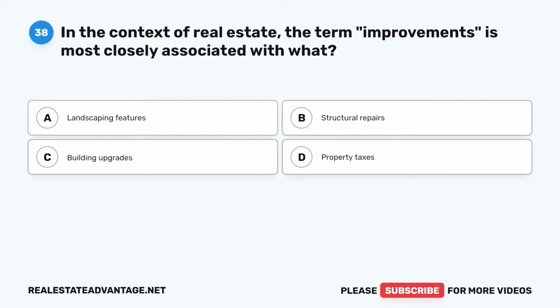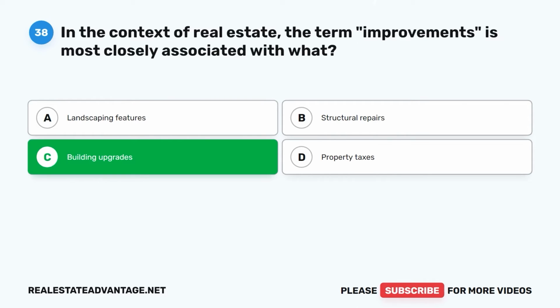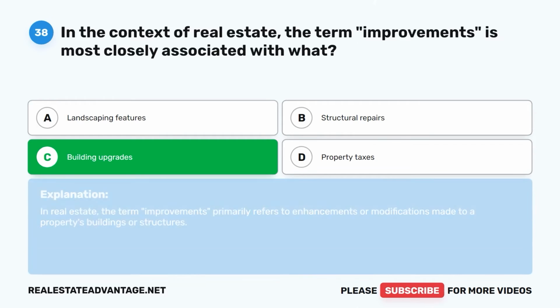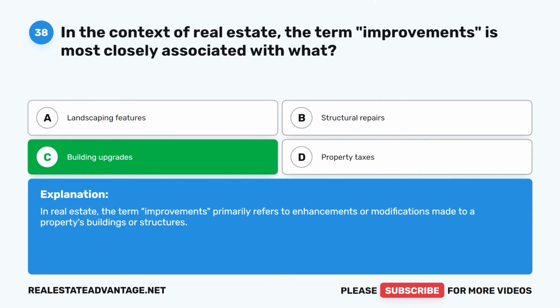Question 38. In the context of real estate, the term improvements is most closely associated with what? A. Landscaping features. B. Structural repairs. C. Building upgrades. D. Property taxes. The correct answer is C. Building upgrades. In real estate, the term improvements primarily refers to enhancements or modifications made to a property's buildings or structures.